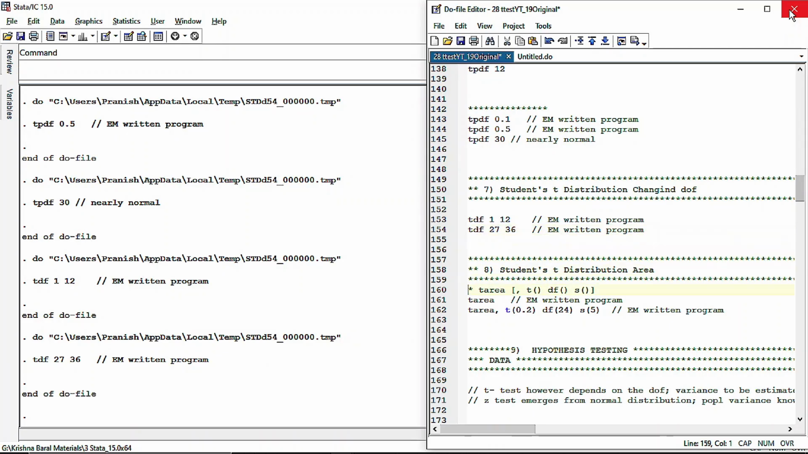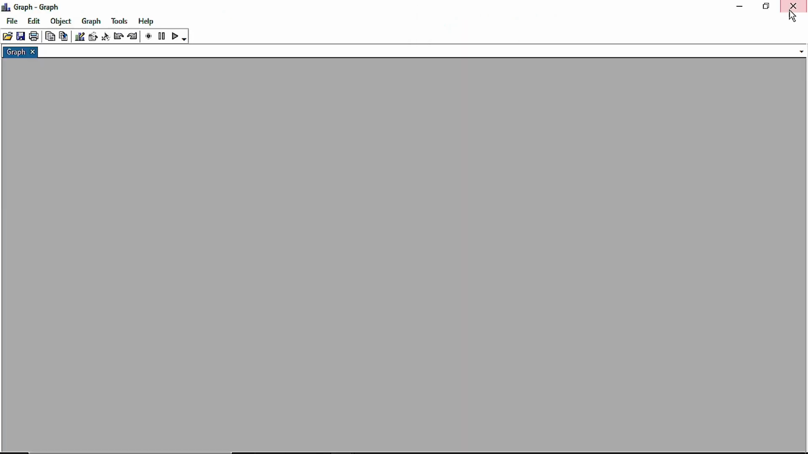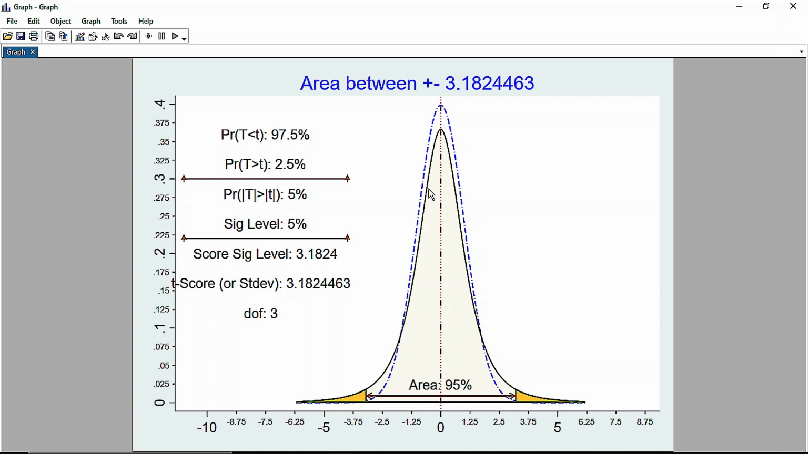Now let us see the area graph. It is again a program written by Econometrics Melody. This program is going to be useful in order to test the hypothesis. The distribution is symmetric, and our significance level is 5%. So the corresponding t scores are minus 3.1824 and plus 3.1824. These scores are over here. So we have 2.5% of the area marked by the yellow color on each side, which adds up to 5%.